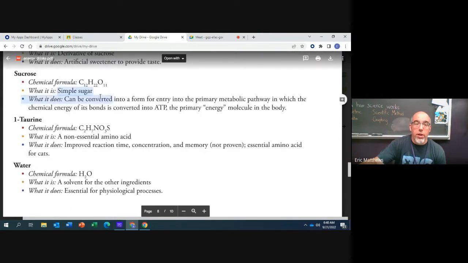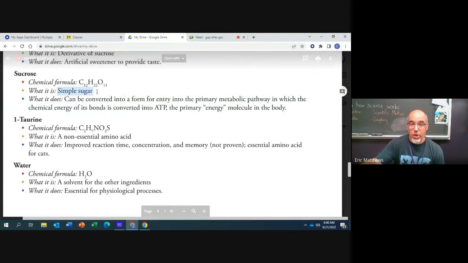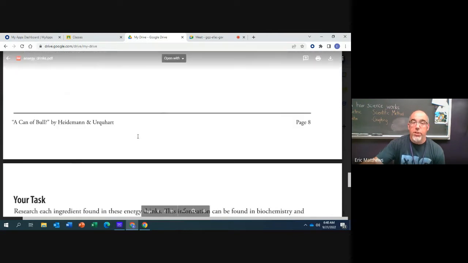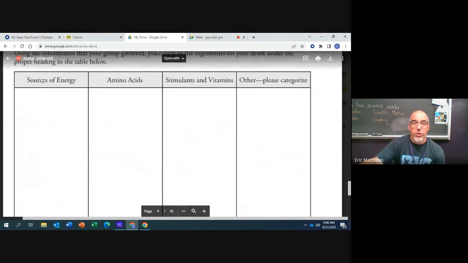What is this one? Well, down here, it's not super clear, but up here, it literally says it's a sugar, so it's a carbohydrate. This one is an amino acid. So when you come down to the table, sources of energy will be things like your carbohydrates and your lipids. Your amino acids will be your amino acids. Other ones will tell you they're a stimulant or they're a vitamin. And then there are some others.